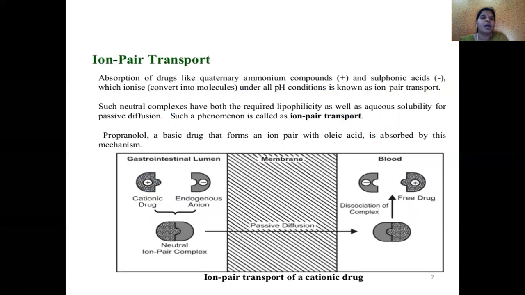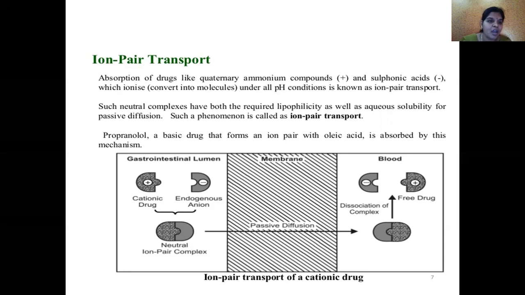And next, ion pair transport. Like the name itself indicates, your drug has some ions, positive ions or negative ions. So how the drug absorption takes place, we will discuss. Absorption of drugs like quaternary ammonium compounds having positive charge and sulfonic acids having negative charge, which ionize, meaning they convert into ions under all pH conditions, is known as ion pair transport.